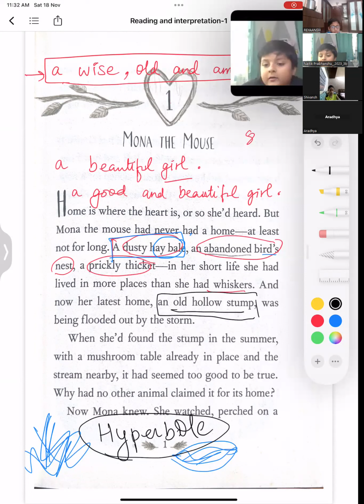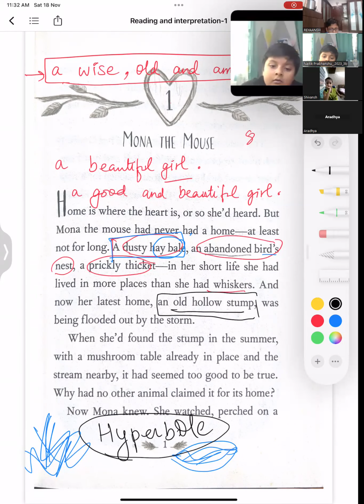Stump. How do you know that it is stump? Okay, I'm going to definitely take that question again from you. And what would be the adjectives over here? Adjective. Hollow and old. My question is, यहाँ पर तो comma भी नहीं है. Old comma hollow होना चाहिए था. Right? They have used it as an adjective phrase.